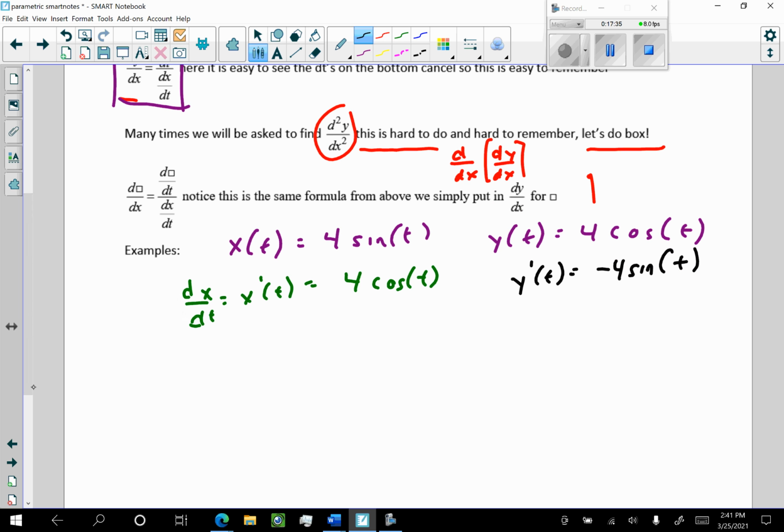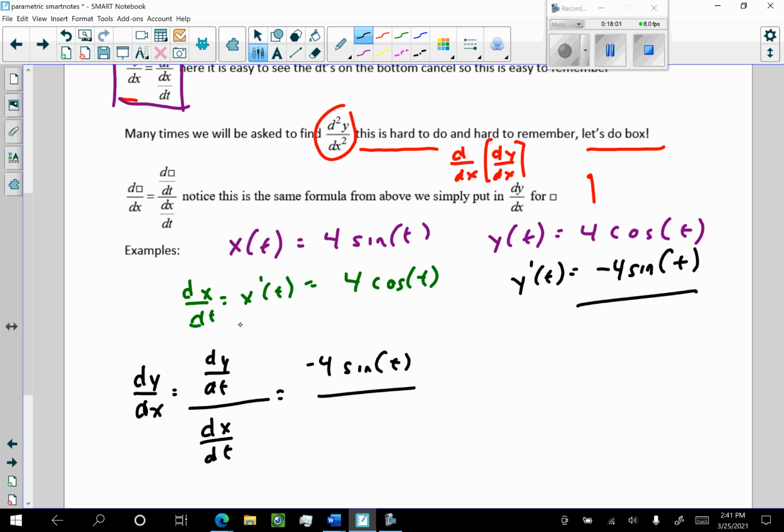And now look how easy it is to find the dy dx. The dy dx is simply equal to the dy dt, which is this guy right here, divided by the dx dt. Well, what is the dy dt? Negative 4 sine of t. And dx dt is 4 cosine of t. And I will tell you, you could write this like this if you so desire. The 4's will cancel. Or you certainly could just write it as negative tangent of t, if you will.